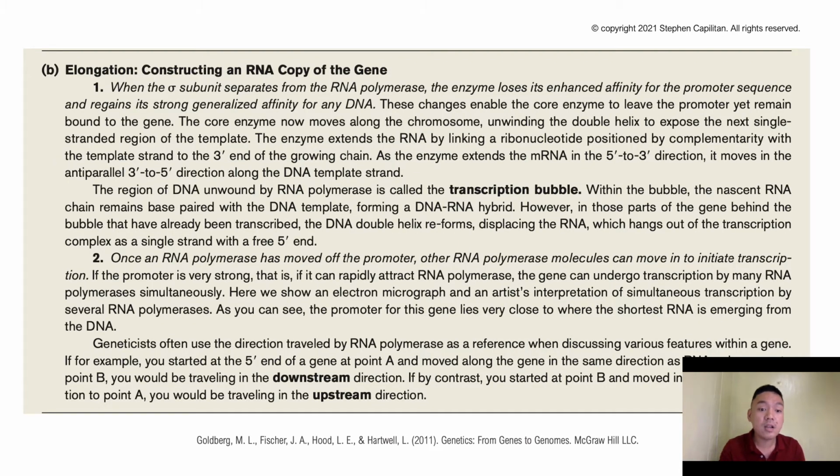Geneticists often use the direction of travel by the RNA polymerase as a reference when discussing various features within a gene. For example, if we start on the 5' end of a gene at point A and move along the gene in the same direction as RNA polymerase to point B, you will be traveling in the downstream direction. By contrast, the opposite of that direction is what we call the upstream direction.